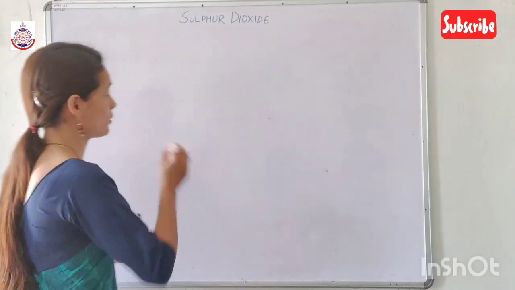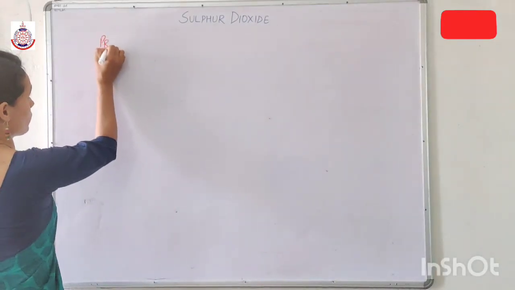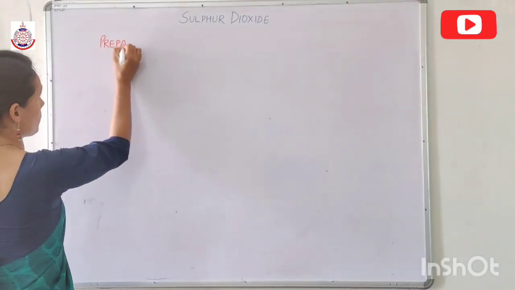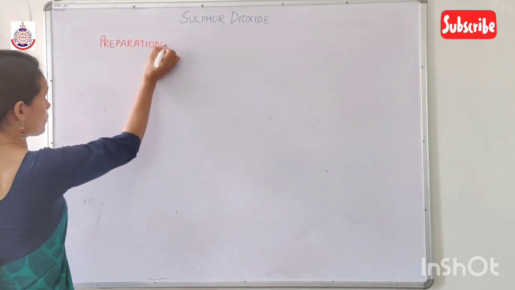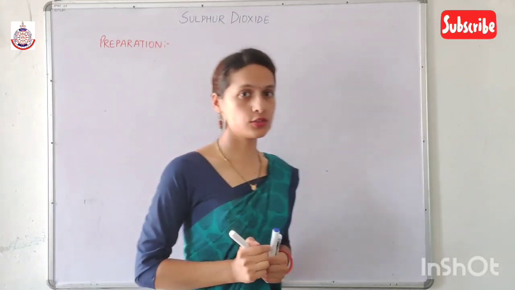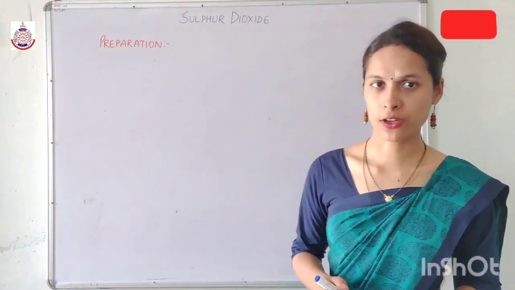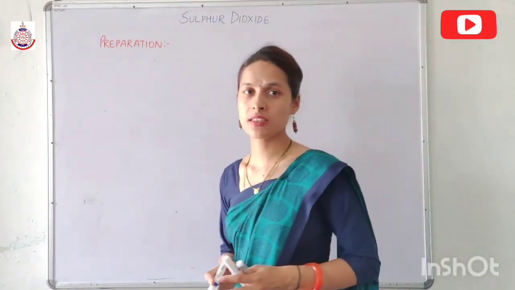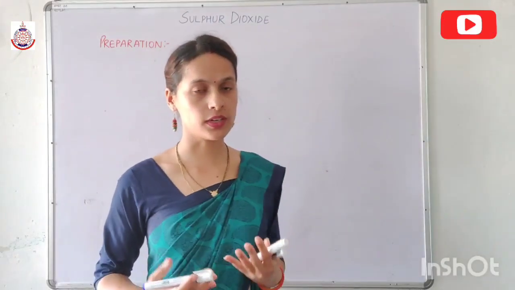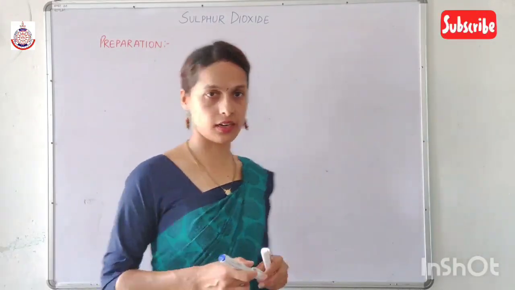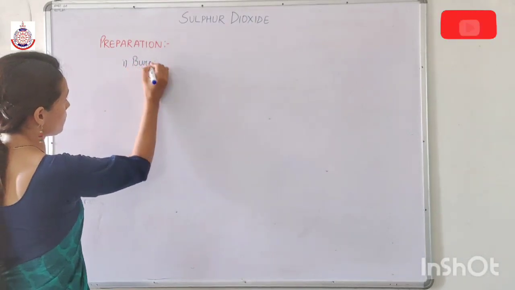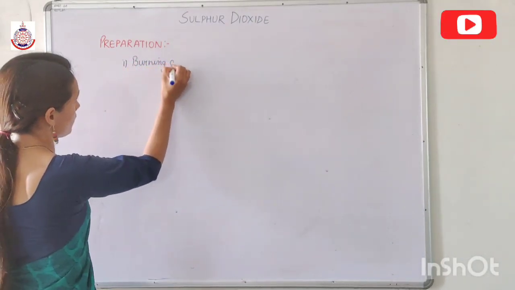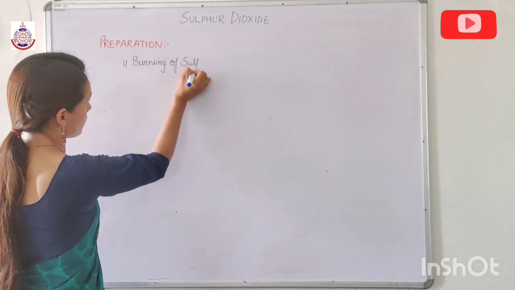First, we'll talk about the preparation of sulfur dioxide. That is, what are the different methods through which we can prepare sulfur dioxide. We have a number of methods. The very first method is the burning of sulfur in the presence of air.